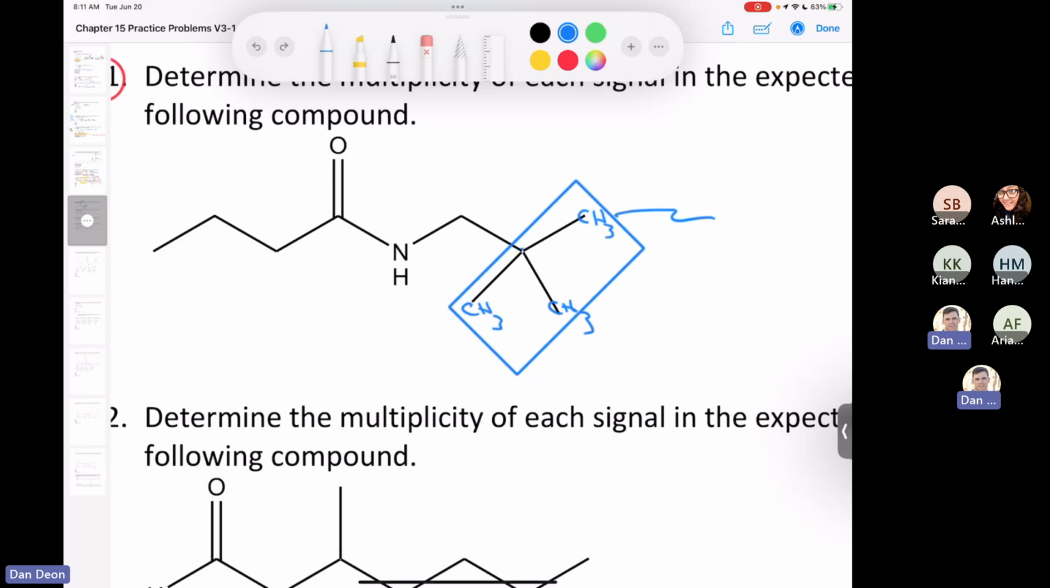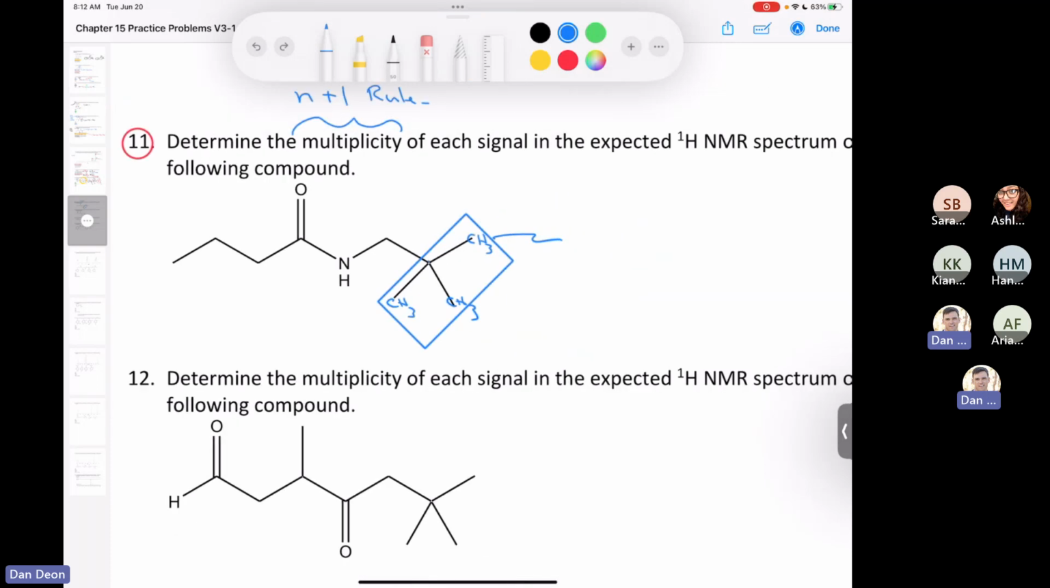So if we do neighbors plus 1, or the n+1 rule, we get 0 plus 1, which equals 1, and therefore they are going to give us a singlet. We get a singlet for a tert butyl group, and that's true for any tert butyl group. If you remember when we were talking about different alkyl groups, a tert butyl group is actually one of the most recognizable groups. If you have a singlet that integrates for 9 protons, it's probably going to be a tert butyl group.